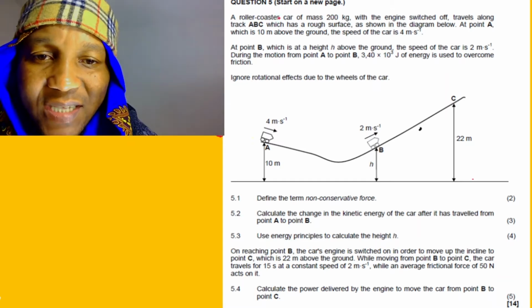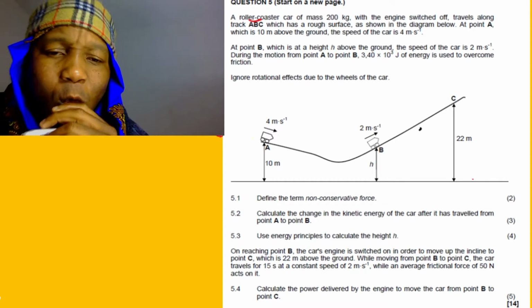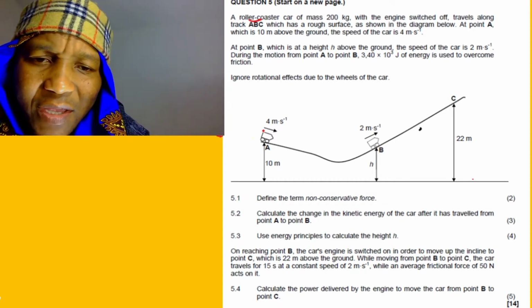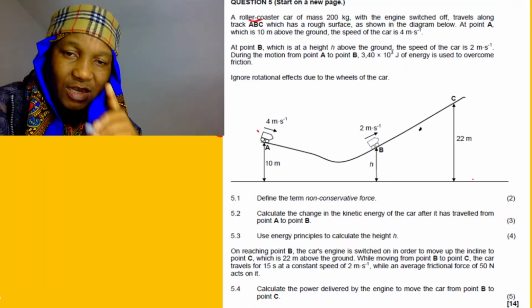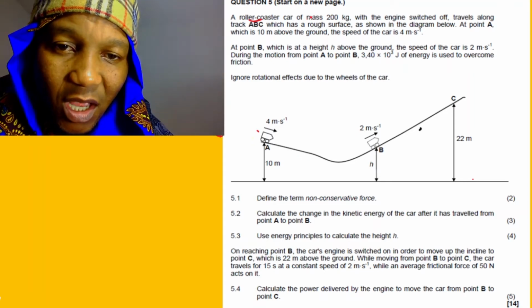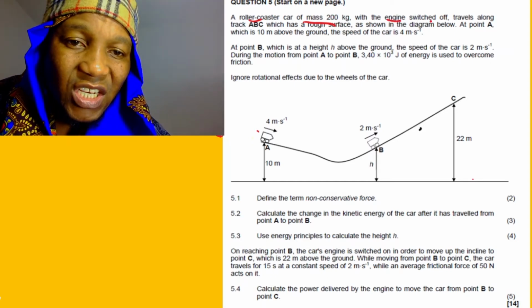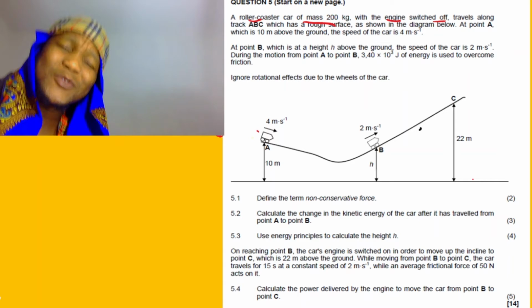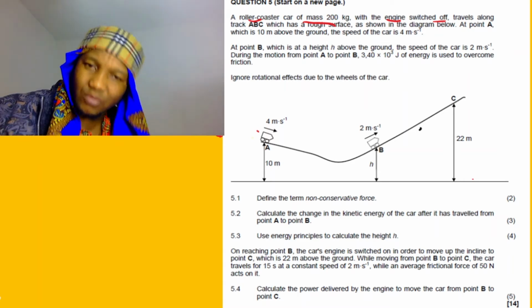So this question says a roller coaster car. What does that mean? This car goes down the inclination. But let's read, reading is very, very important. This car has a mass, the mass of a car with the engine switched off. So they switch off the engine and say, let's see what's going to happen.